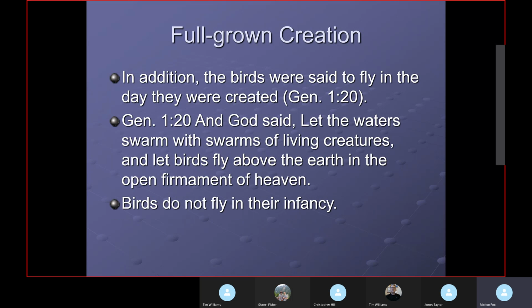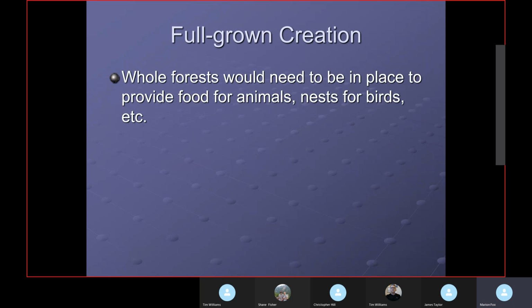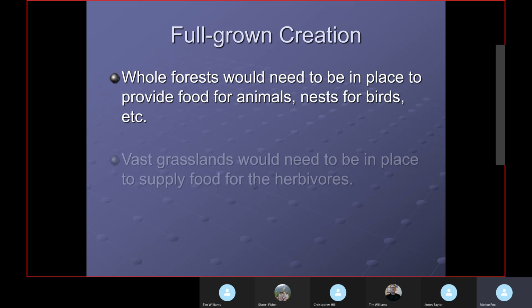Birds do not fly in their infancy, but these birds are flying, it appears, on the day they're created. And they're flying in the firmament, the expanse of the heavens and the sky. Whole forests would need to be in place to provide food for animals, nests for birds, not just forests, but grasslands and other things that provide food and shelter and habitat for animals. So all of these things would have to be all over the earth. They didn't just start and then spread. They were there, created in a full-grown state.